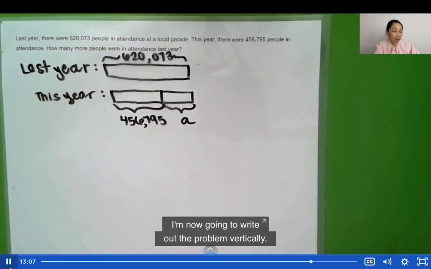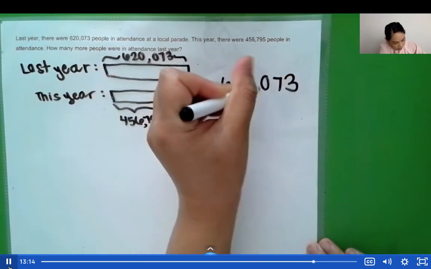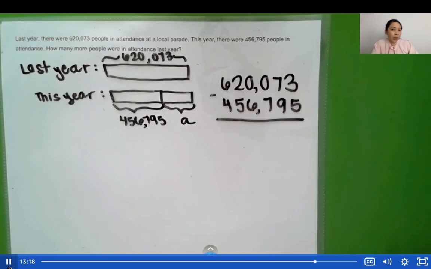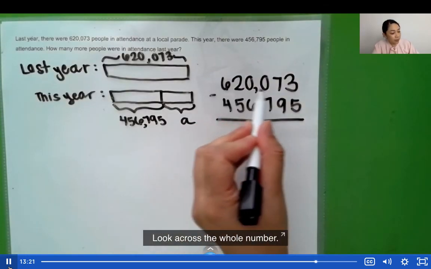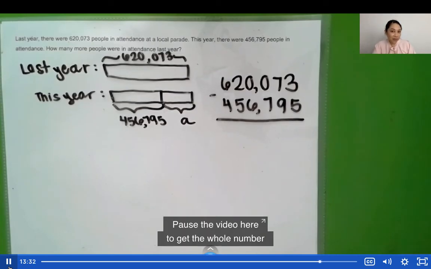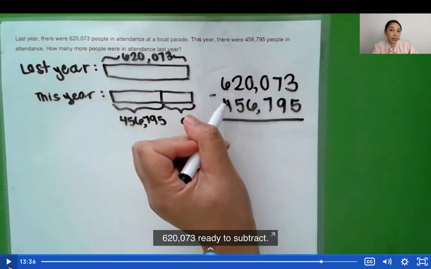I'm now going to write out the problem vertically. Look across the whole number. Are we ready to subtract? No, we are not ready to subtract. This is what I'd like you to do next. Pause the video here to get the whole number, 620,073. Go ahead and get your whole number ready to subtract.